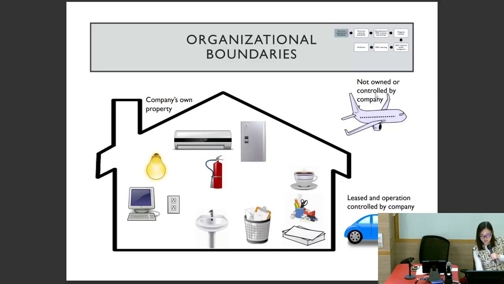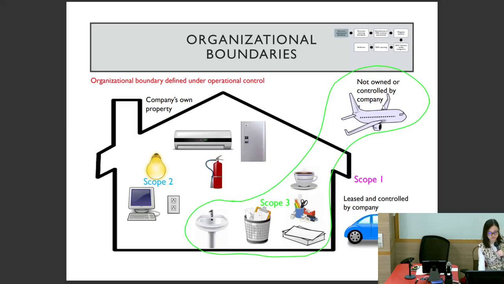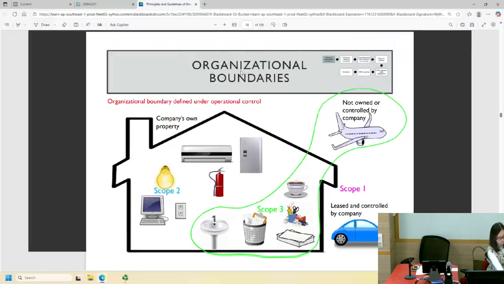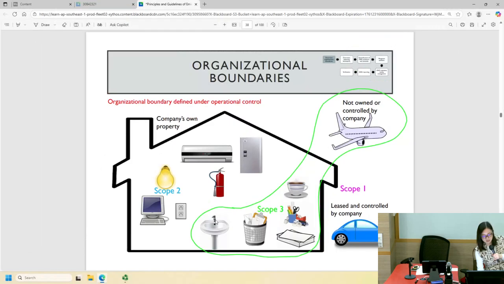And this airplane, okay, is not owned or controlled by the company. But maybe sometimes there is some business travel required by the staff. So if we are defining the organizational boundary under operational control, then Scope 3 will be the water consumption, the sewage, and then the waste produced, the coffee that you consume, the stationery, the A4 paper that you consumed, and also the transportation due to business travel. Okay?